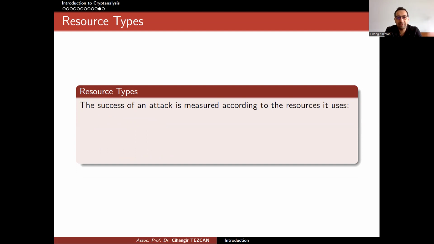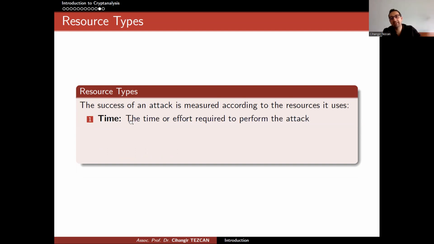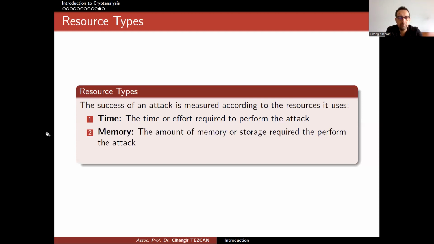The success of an attack is measured according to the resources it uses, the time or effort required to perform the attack. If it is a very fast attack, we generally give it in seconds or minutes that it takes on a specific CPU and so on. But if it is a theoretical attack, generally we measure the time complexity in terms of encryption operations. So we can say that these attacks work if we can do 2 to the 100 encryptions and so on. Another resource we need is memory, the amount of memory or storage required to perform the attack. Since we are going to perform a lot of operations on the data, we have to store them. So this determines our memory.